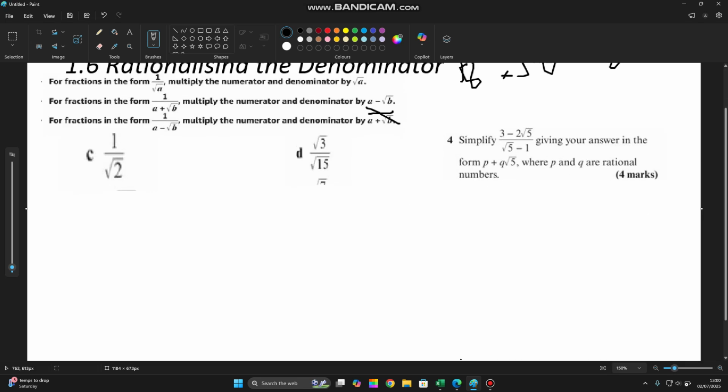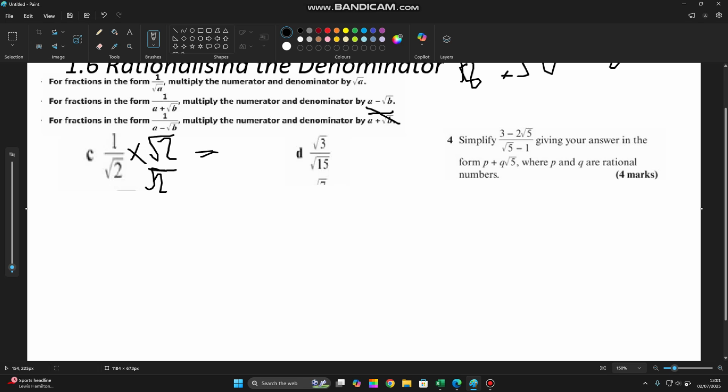So we've got some questions here that we can possibly do. First question, 1 over root 2, so we're going to have to use this rule here, 1 over root a, to rationalise, multiply the numerator and denominator by root a. So a in this case is 2, so we will just times this by root 2 over root 2. We have to multiply both sides, not just root 2 on its own. We have to multiply both sides by root 2.